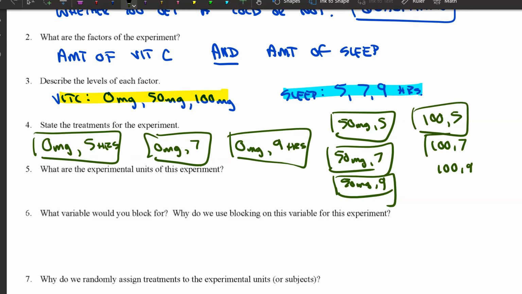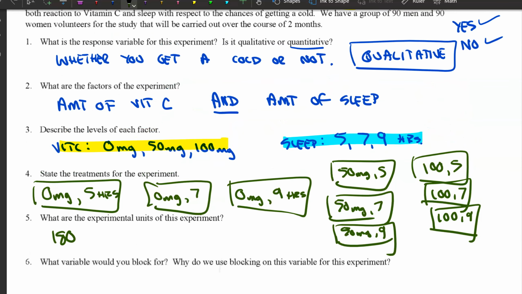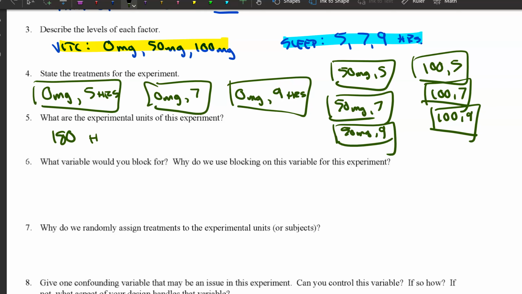So there's a lot of different treatments because there's 3 levels of each of the 2 factors. 3 times 3 is 9. 3 groups of 3 is 9. So 9 different treatments. What are the experimental units? The 180 guys and girls, humans. Humans, it sounds funny, sorry, but whatever. Those are experimental units, all 180 of them.